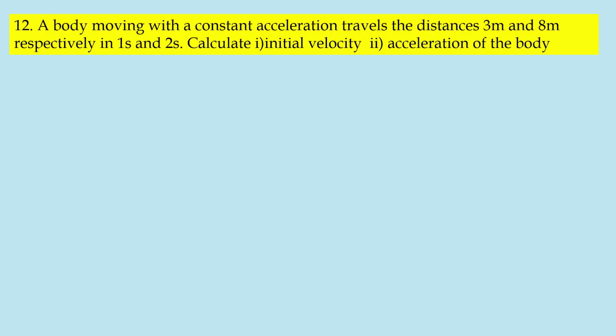Question number 12 is, a body moving with a constant acceleration travels the distances 3 meter and 8 meter respectively in 1 second and 2 second. Calculate initial velocity and second is acceleration of the body.